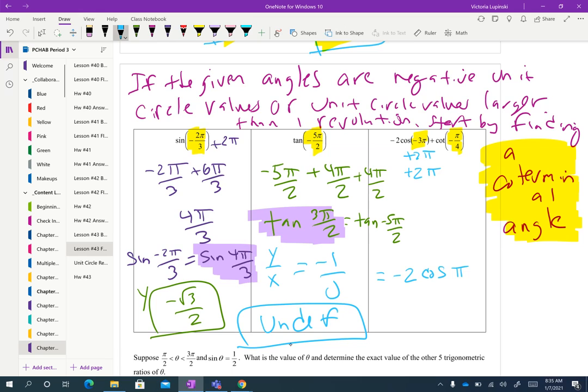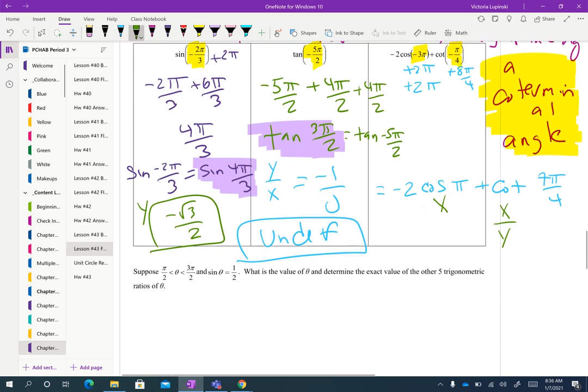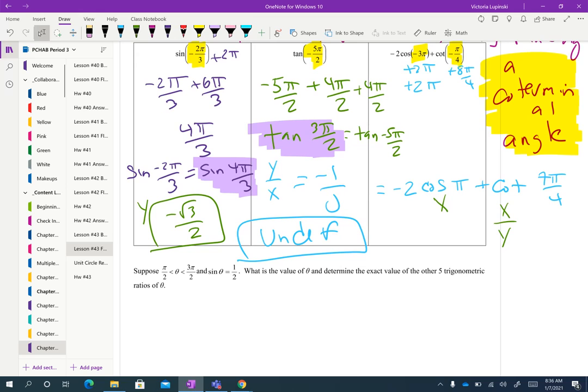Then negative pi over 4, I'm going to add 2 pi to that, which means I'm really going to add 8 pi over 4, which means this is plus the cotangent of 7 pi over 4. So again, the reason why I'm doing that, you have to turn them into coterminal angles just to make the process easier to determine. A cosine is an x value. A cotangent is an x over a y. So I'm going to need to go back to my unit circle and then do those calculations.